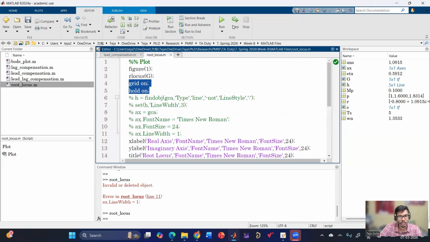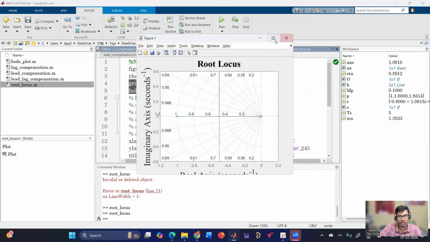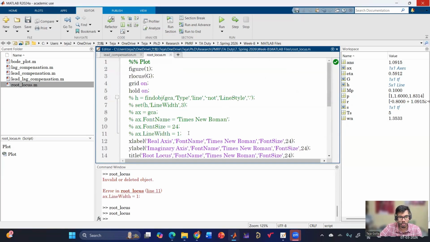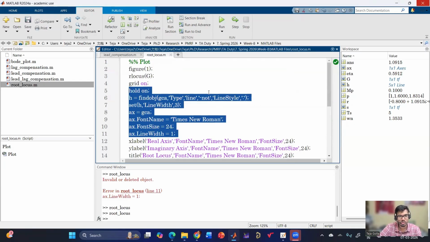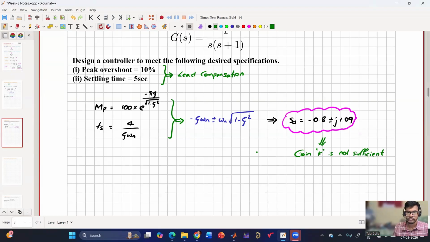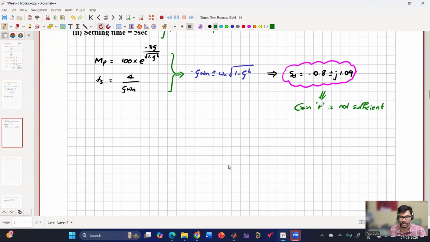Here I have to have the folder. Okay, actually, it is clipping the scale, but as you can see, the root locus is moving on this vertical line, and my pole is lying on the 0.8 line. So basically, the root locus is not passing through the closed loop pole, which is what I want. So the gain K itself is not sufficient. Based on the root locus, I can say that only gain K is not sufficient.